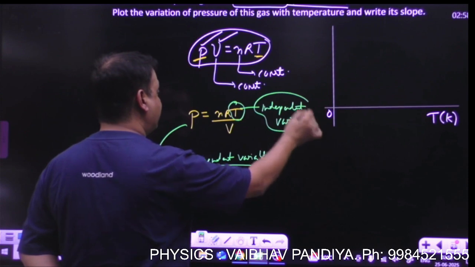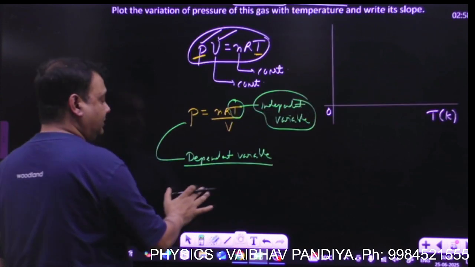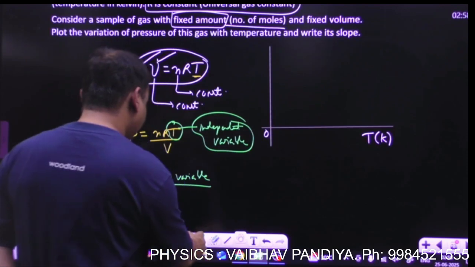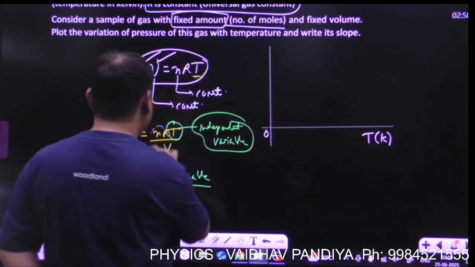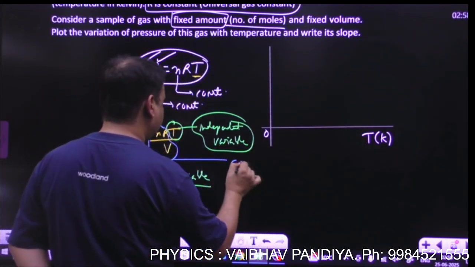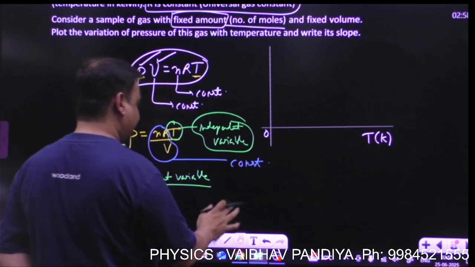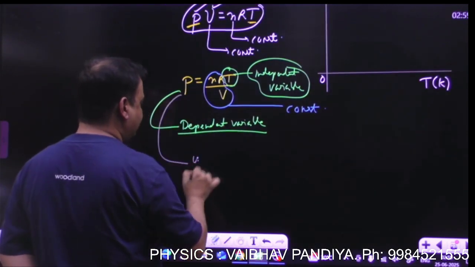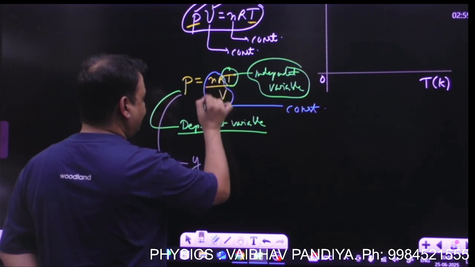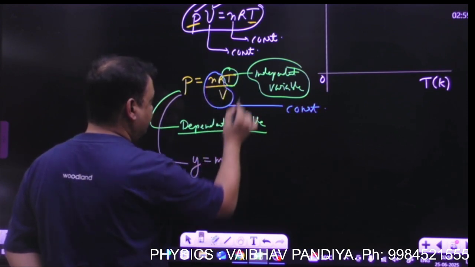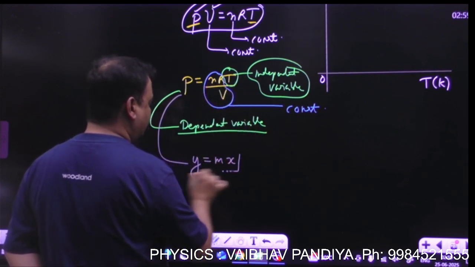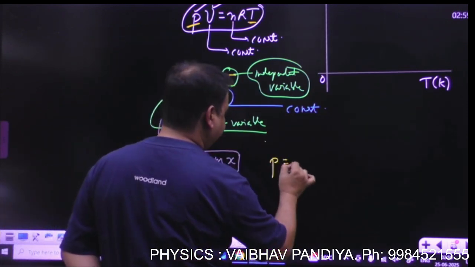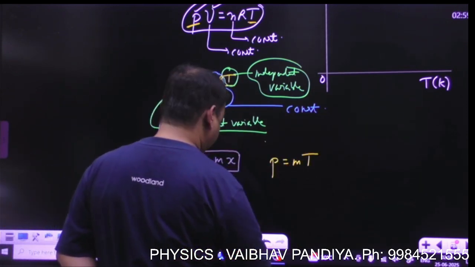The independent variable, correct? And since the number of moles is constant, R is constant, and V is constant, all these three parameters will be constant. So you can see P is playing the role of Y, this constant is playing the role of M, and T is playing the role of the independent variable. That is, you are getting a graph of something like this. Yes or no?